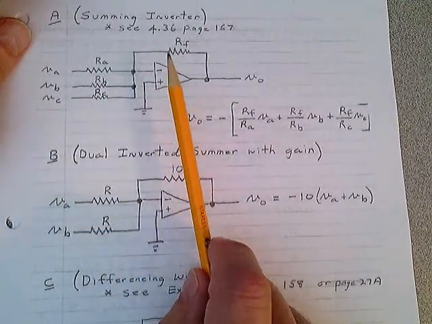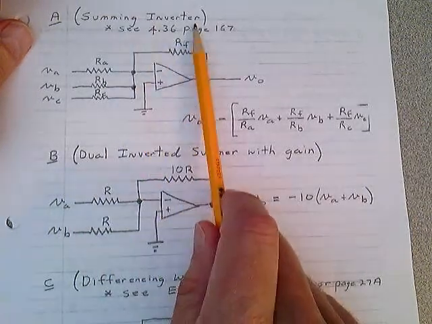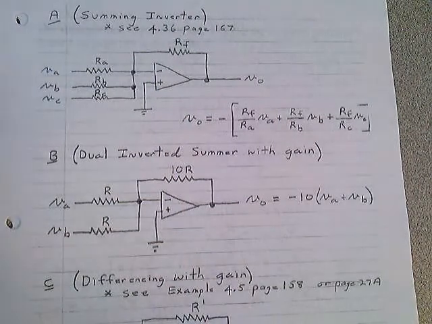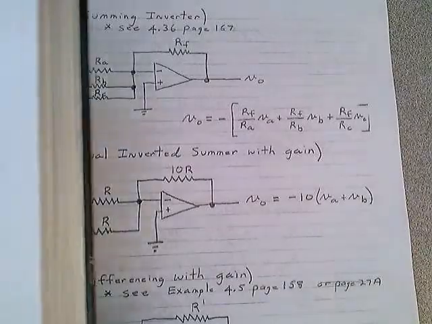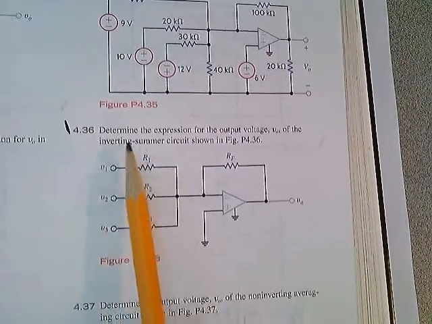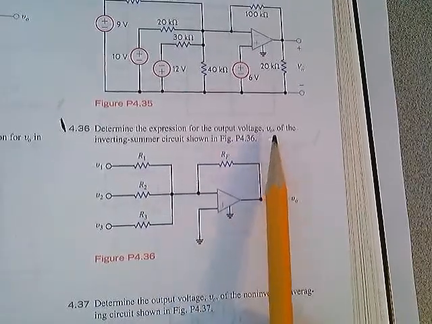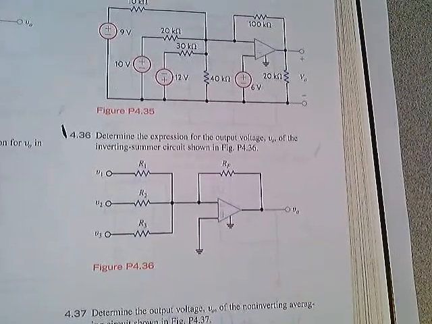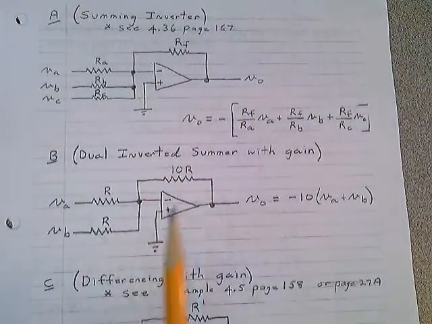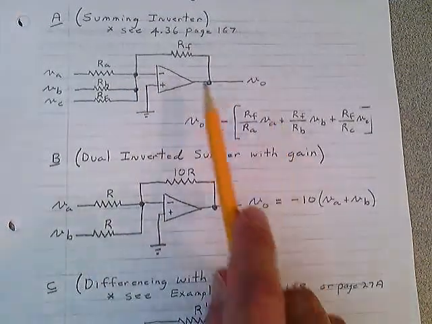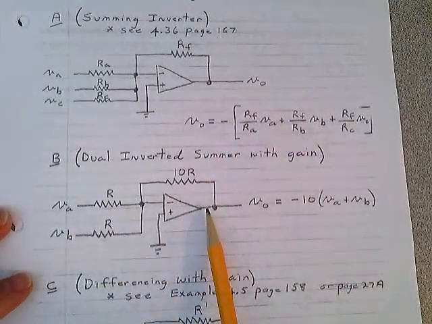So you're going to have a homework problem associated with this summing inverter. It's problem 4.36 on page 167 of my textbook. And it's basically this right here. This is the problem that you're going to work for me. It says determine the expression for the output voltage V out of the inverting summer circuit as shown. So you are going to go through the nodal analysis on this problem for homework. You'll do that once and you won't have to worry about that again.